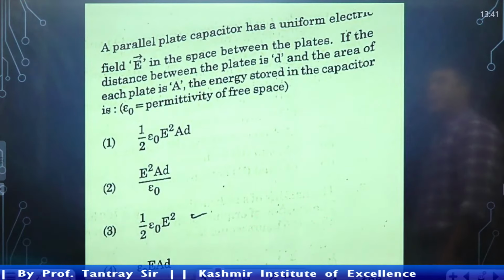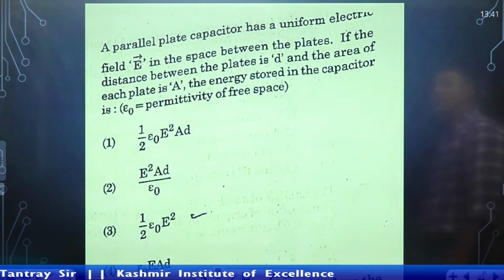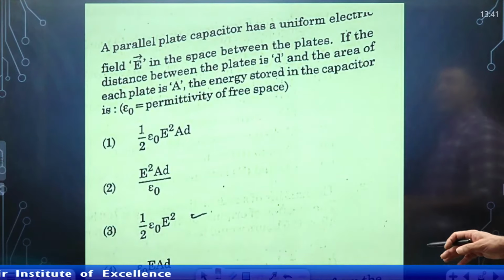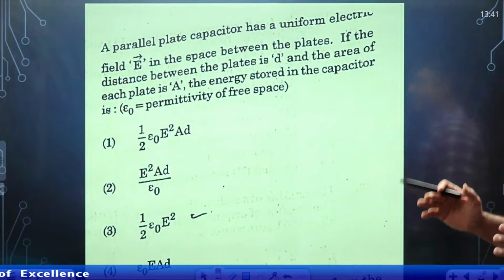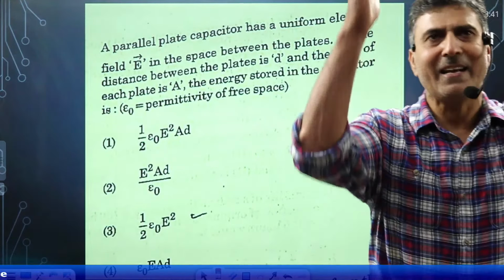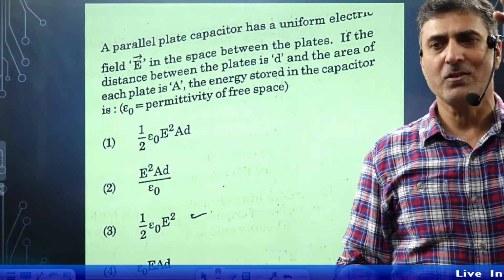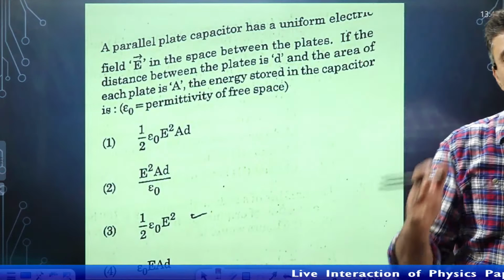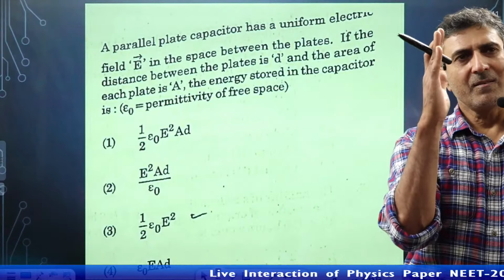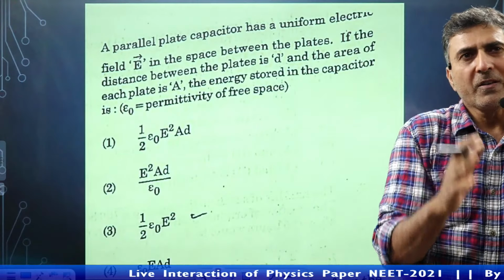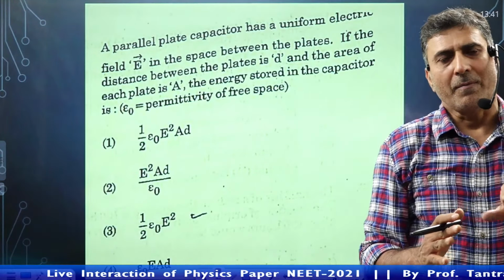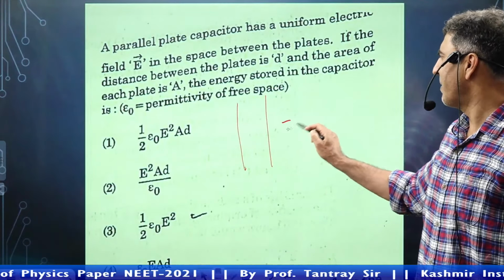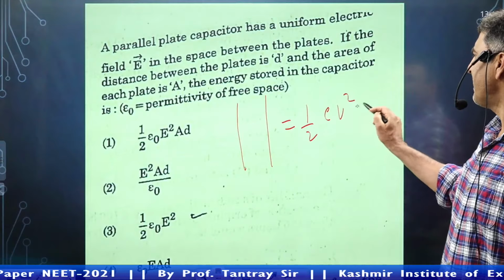Now, a parallel plate capacitor has a uniform electric field E in the space between the plates. If the distance between the plates is D and the area of each plate is A, the energy stored in the capacitor is. Here we have to find how much energy is stored in the capacitor. You know the energy is stored in the form of electric field. That's what anybody knows. Anybody knows the energy is 1 by 2 CV square. That's anybody's guess.